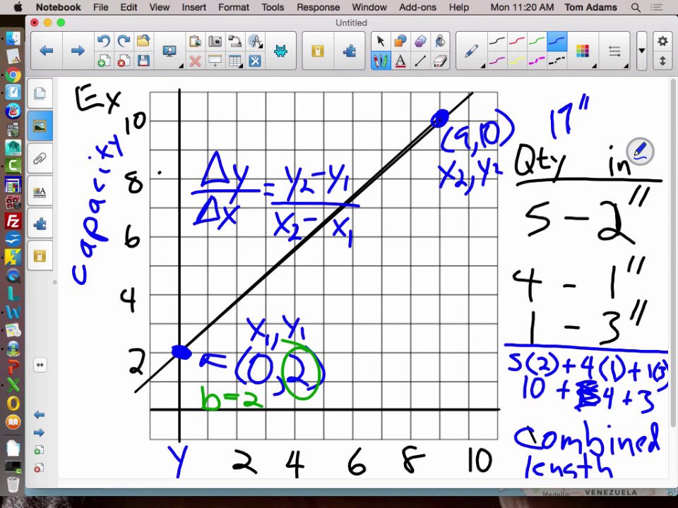So when I plug this in the formula, I'm really going to say 10 minus 2 all over 9 minus 0. Is that 8 over 9? Oh, wait. Yeah, that's right. 8 over 9. Well, let's hope I graphed this correctly.